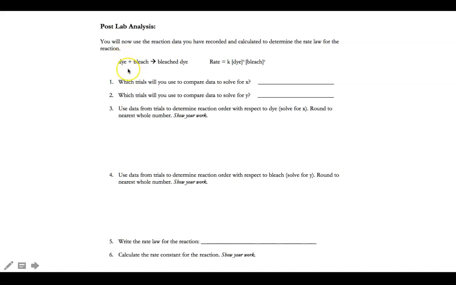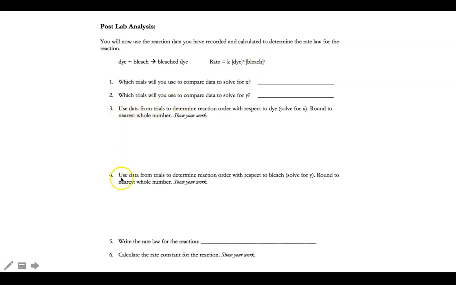So in this reaction, what we have essentially is dye and bleach as our reactants, and they are reacting to form products that have no color, so I'm just calling them bleach dye. So the rate law for this reaction would be k, the rate constant, times the concentration of the dye to the x power times the concentration of the bleach to the y power. So we need to solve for x and y using our data. So I want to know first, which trials are you going to use to compare in order to solve for x? And which trials are you going to use to compare to solve for y?